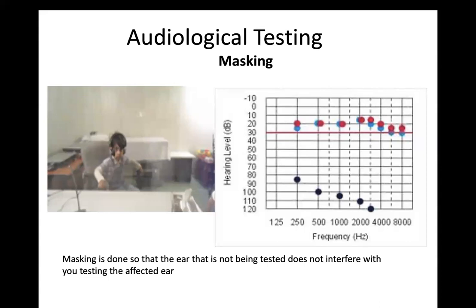If you play a sound, he might hear it because the other ear interfered, the ear that you're not testing. So let's say you're testing the left ear and you play a sound, he might hear it because he picked it up from his other ear, the ear that you're not testing, okay? So this could obviously cause an interference with your results. And that's why you do masking.